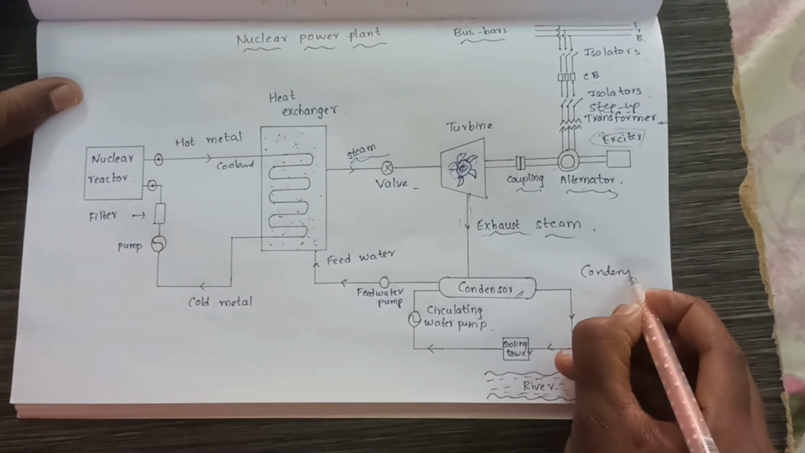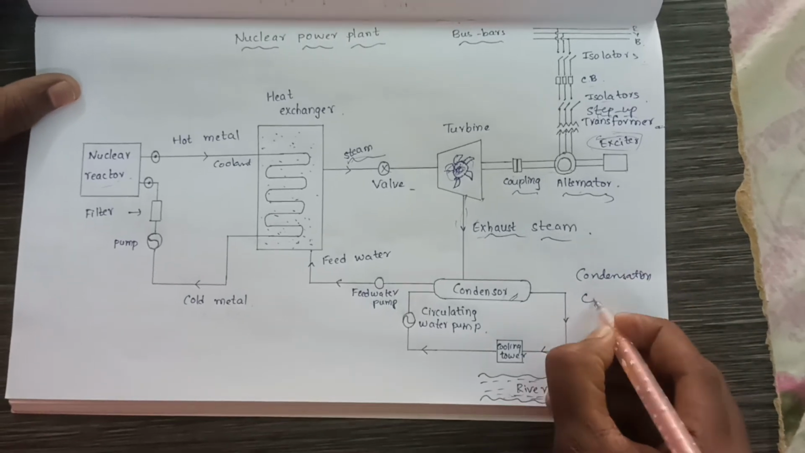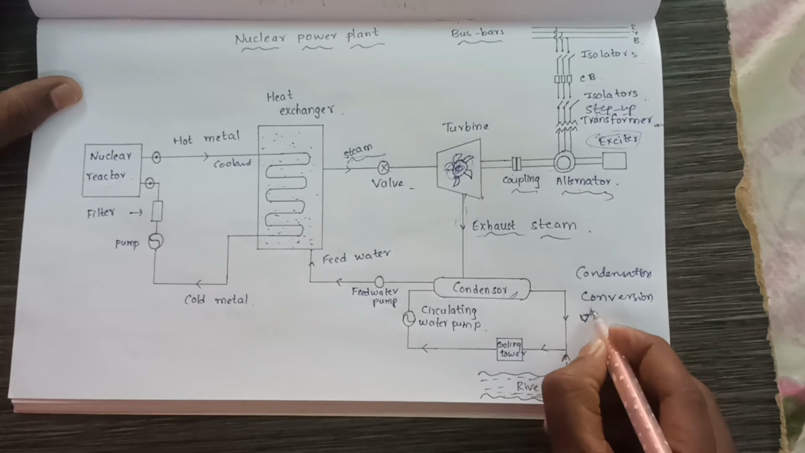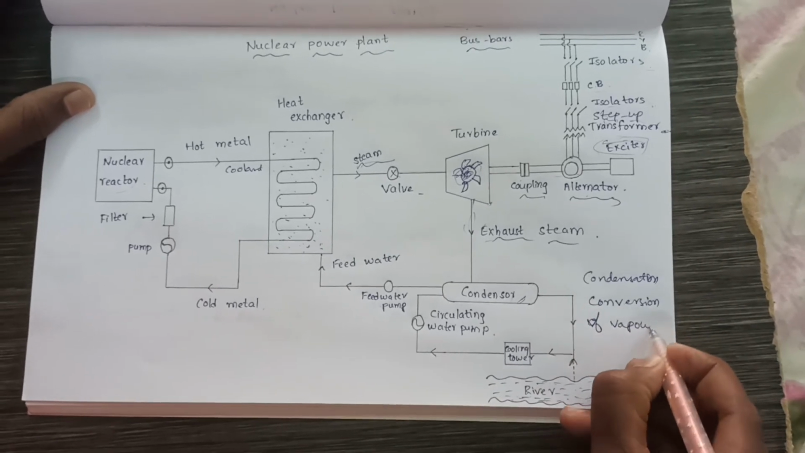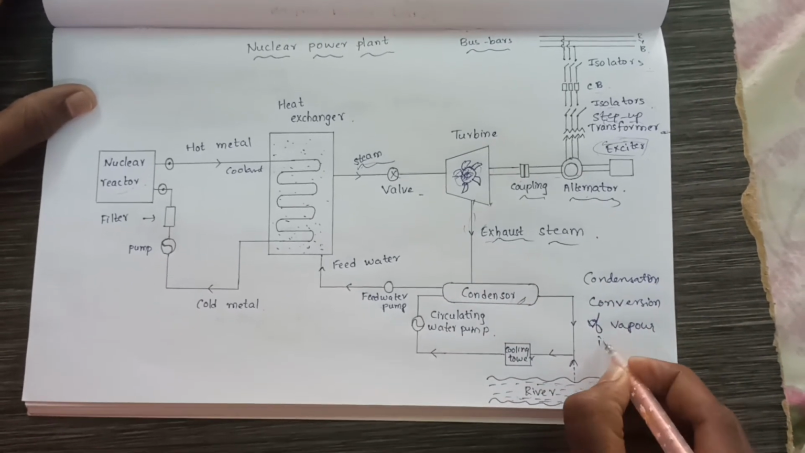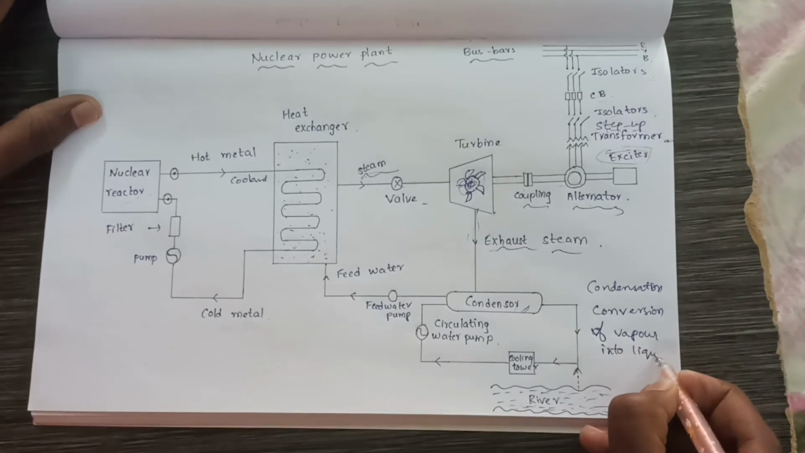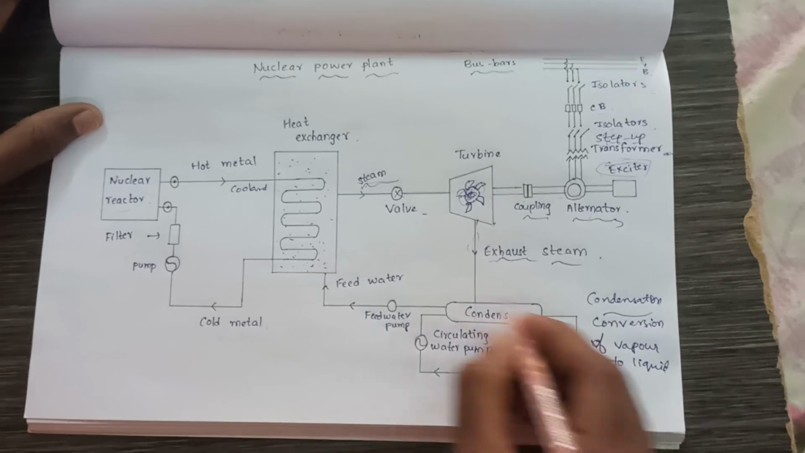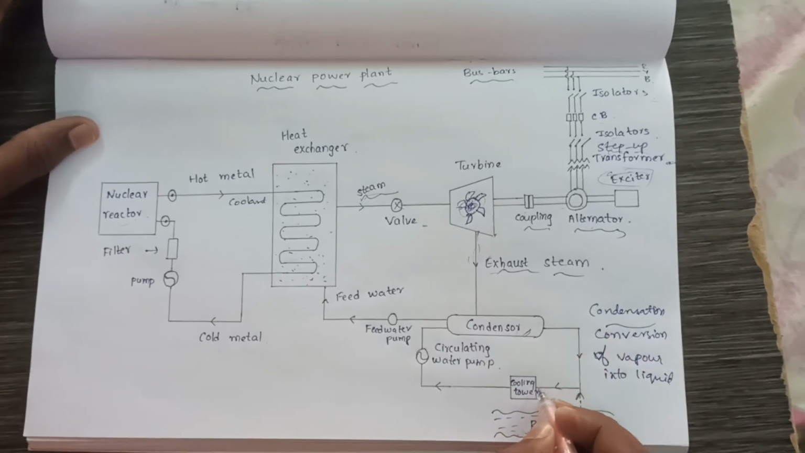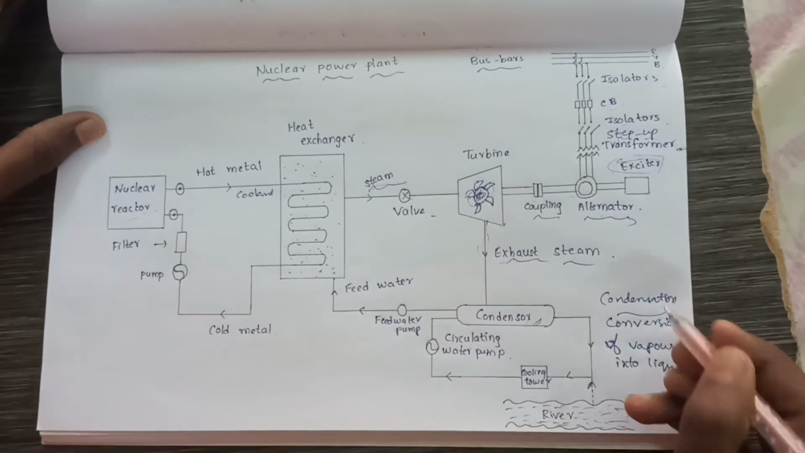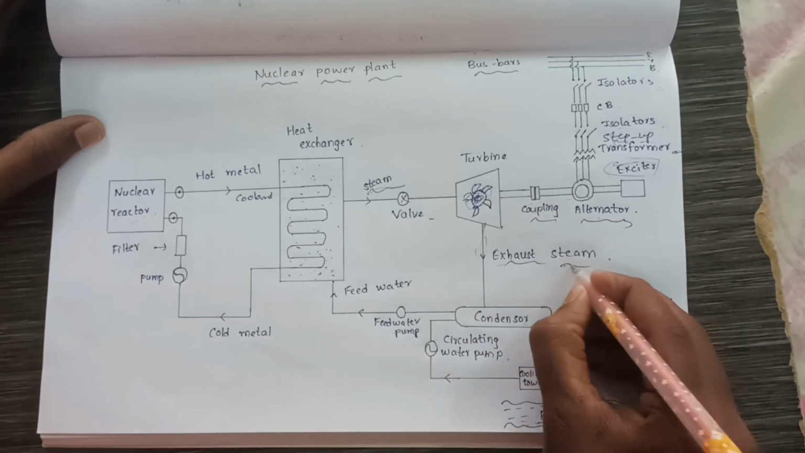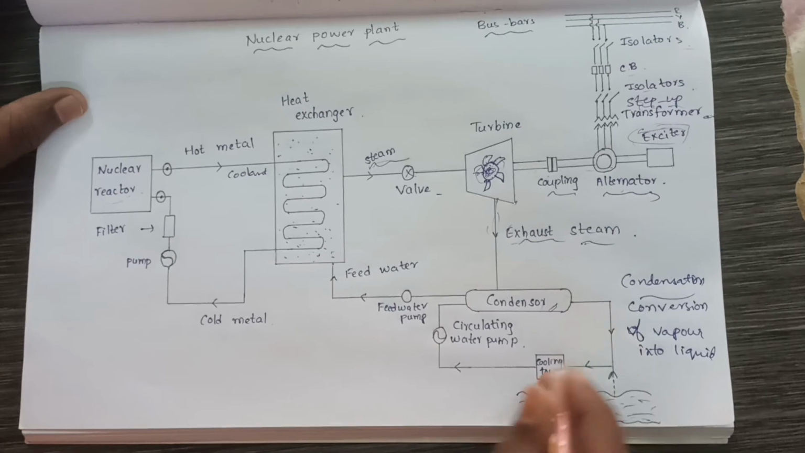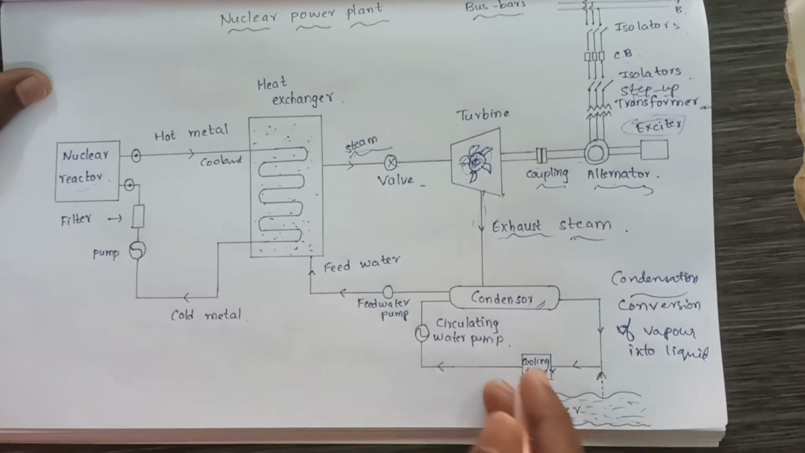The condenser, condensation, right? Condensation means conversion of vapor or steam into liquid form. So condensation happens in the condenser. It travels through the cooling tower. The cooling tower is very long. When we cool the steam, it converts into water. Again it keeps circulating, and in the process it turns into water.